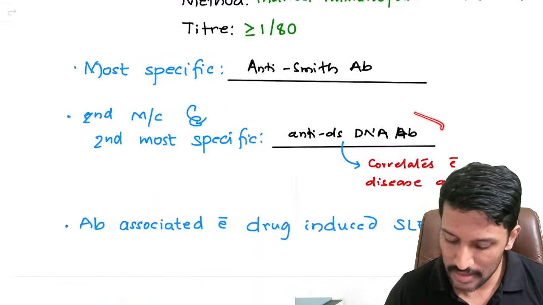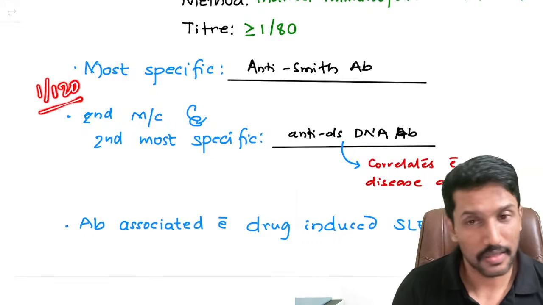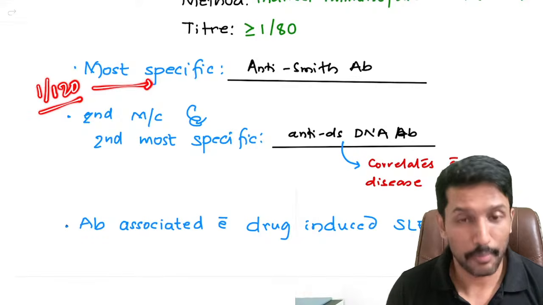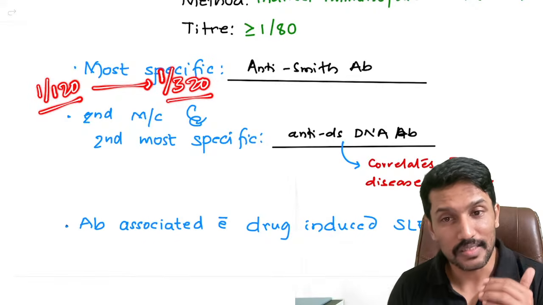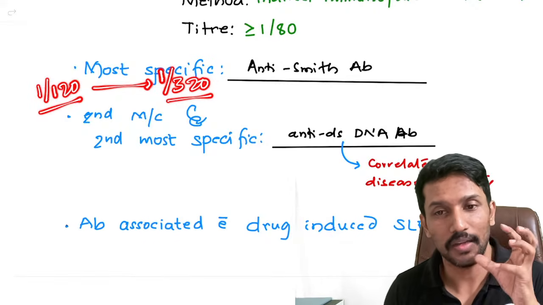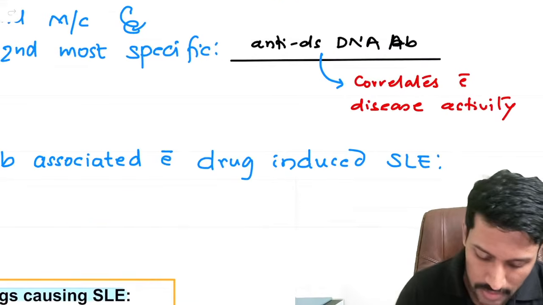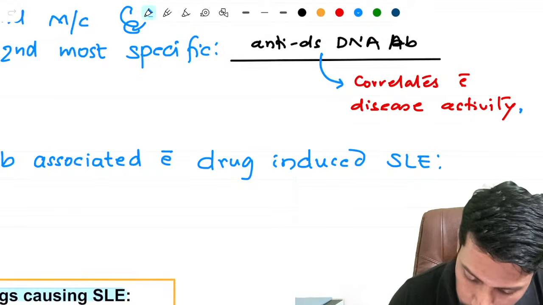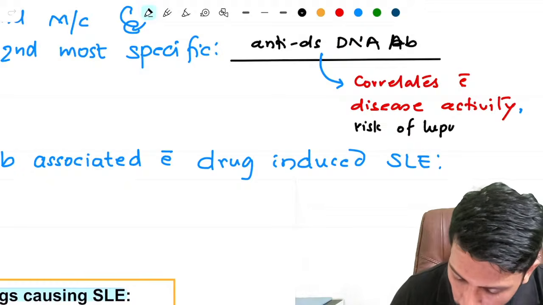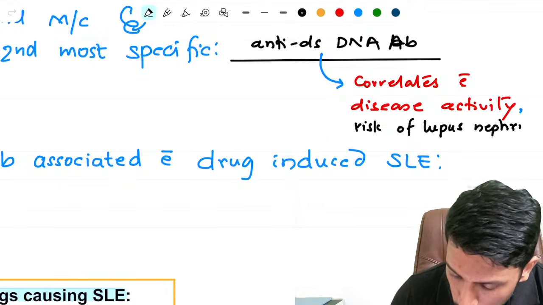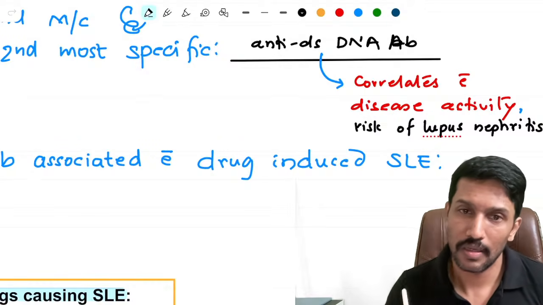But on the other hand, anti-dsDNA titers correlate. So let us say I had a 1:120 initial titer, and then when the patient came back for follow-up, it has become 1:320. That means the disease is flaring up. It is indicating how active the disease is. Higher the titer, more active the disease is. And it not only correlates with disease activity, it also correlates with the risk of lupus nephritis. So the more the anti-dsDNA titer, the chances of SLE affecting the kidney is high. Lower the titer, chances of SLE affecting the kidney is less.